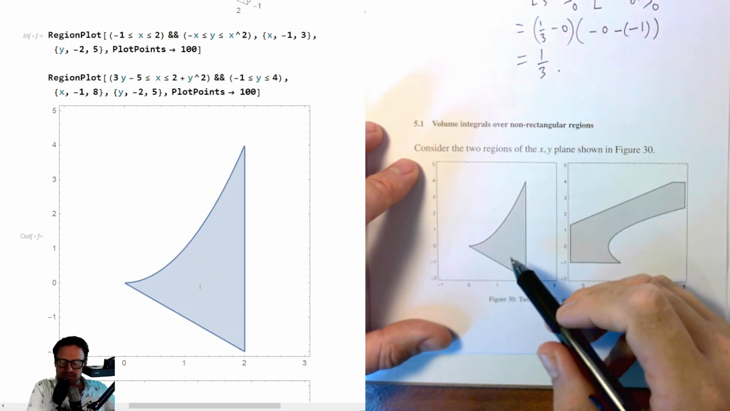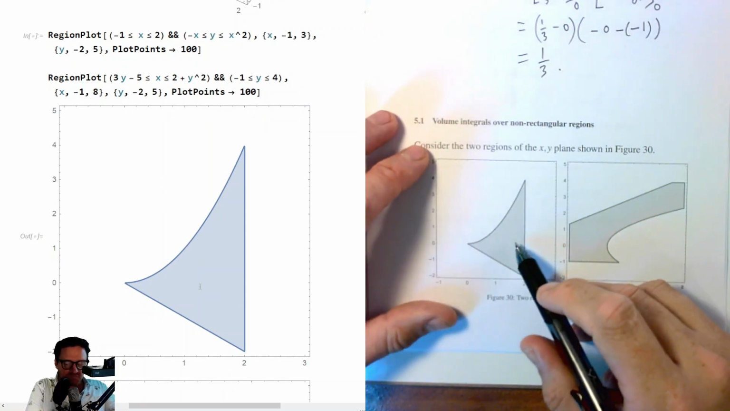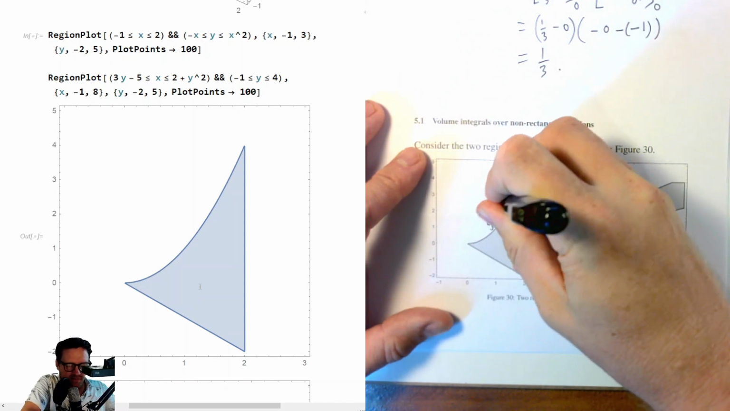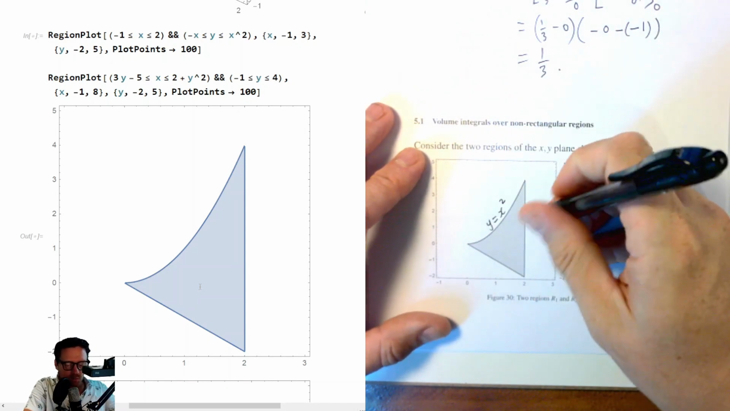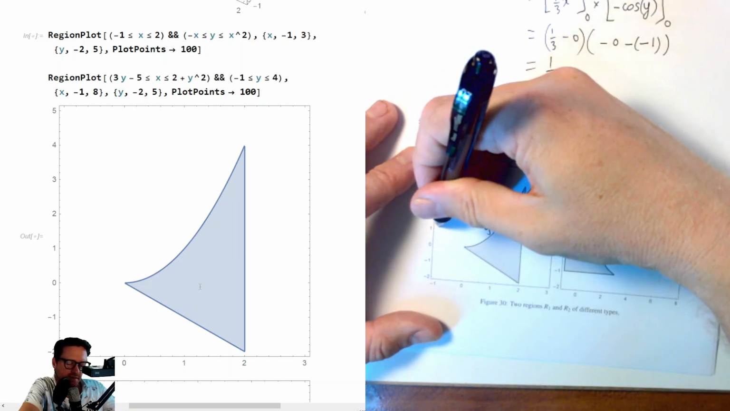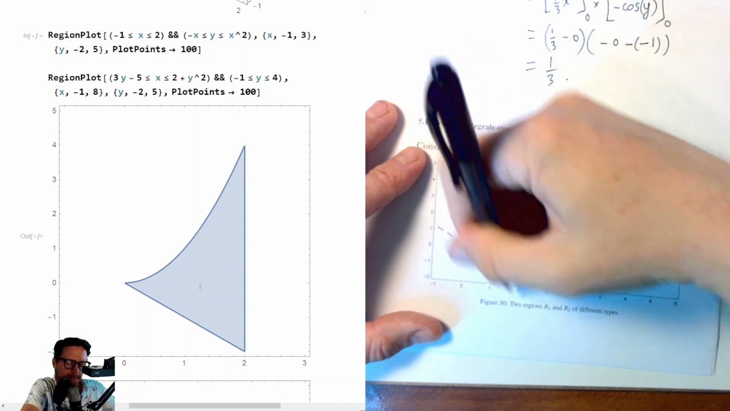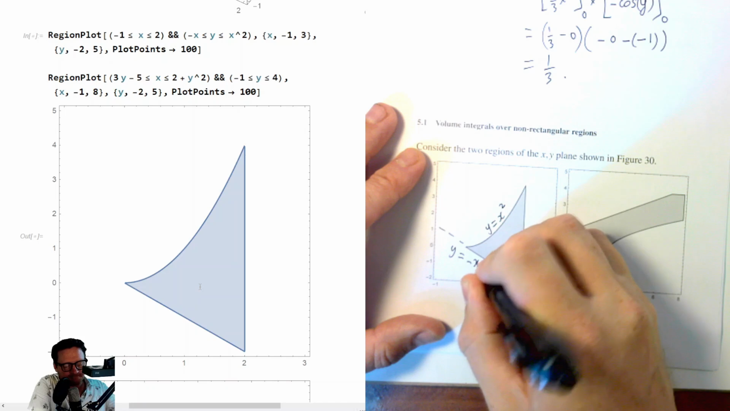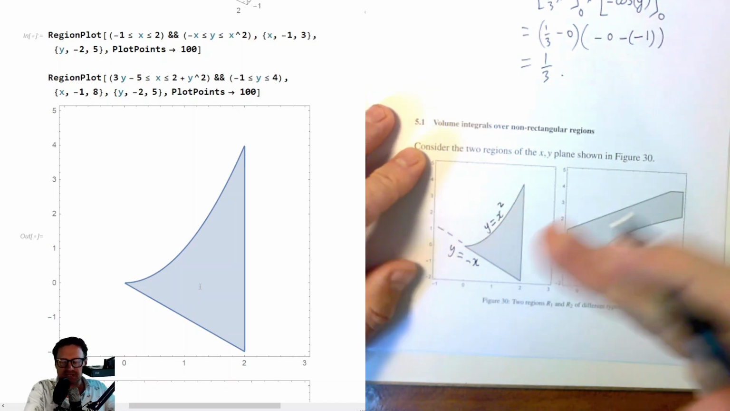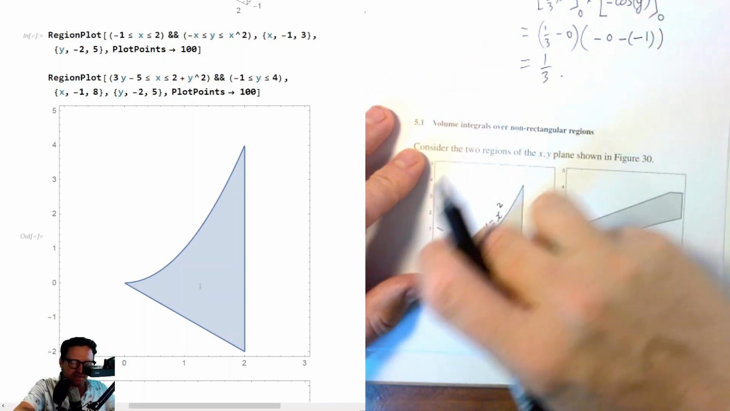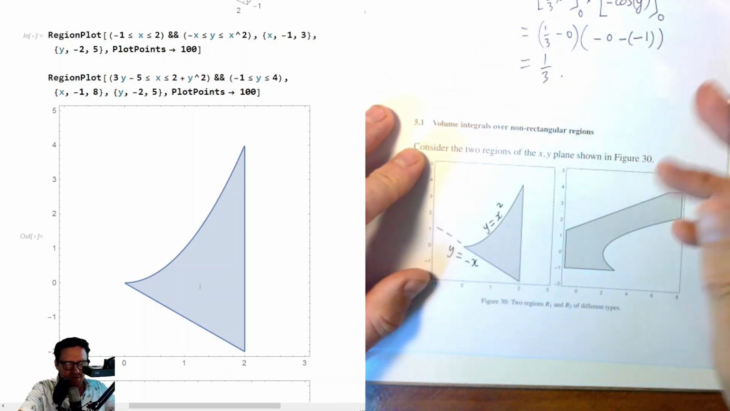Okay, so looking at this region, we have a curve y equals x squared. And then we have a line. I extend this back. This is the line y equals minus x. Okay, so imagine calculating a volume of a surface where this is the region. It's not rectangular anymore.